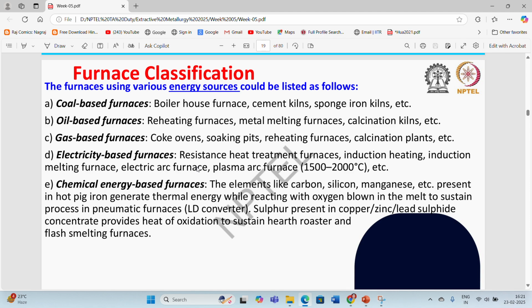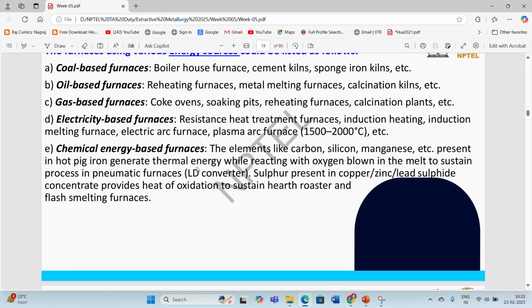Like there are coal-based furnaces, which use coal as an energy fuel source. The common examples of these types of furnaces are boiler house furnaces, cement kilns, and sponge iron kilns, which are generally used for the production of DRI. Then oil-based furnaces, which are generally used for the calcination purpose or the heat treatment purposes. Then there are gas-based furnaces like coke ovens or soaking pits or reheating furnaces, which are generally used for the heat treatment processes. Then there are some electricity-based furnaces like electric arc furnace, induction furnace, which can be used for the refining purpose or can be used for the remelting of the metals.